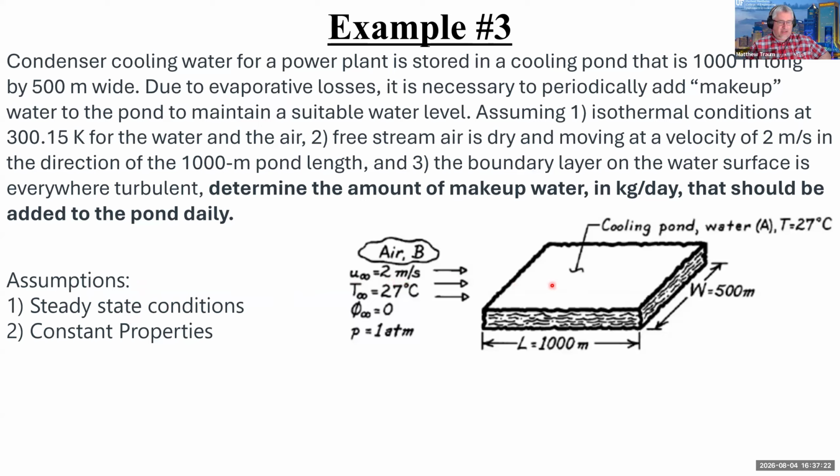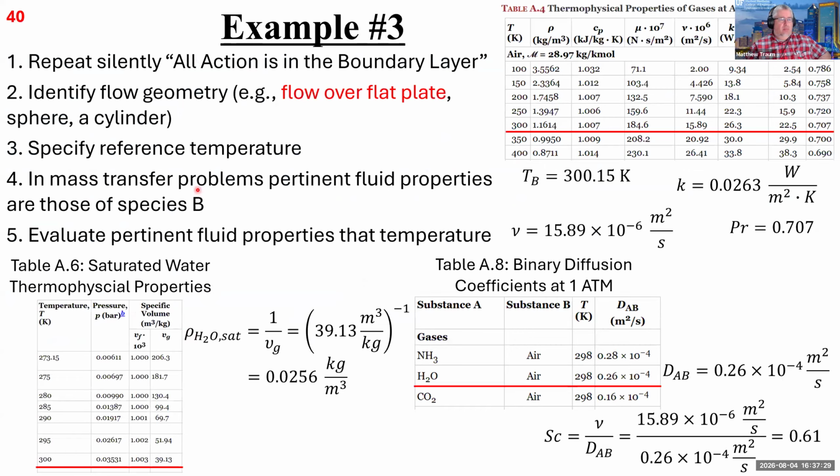Okay, so a couple of initial assumptions. This thing is operating in steady state, and all of our properties are constant. That same set of 10 steps is going to apply to mass transfer problems as it applied to heat transfer problems. So we are going to say quietly to ourselves, all action is in the boundary layer. Just to remember that we are now solving for a concentration boundary layer, right? So we're looking at mass transfer instead of heat transfer, but everything that's happening is happening inside the boundary layer. So that's what we're solving.